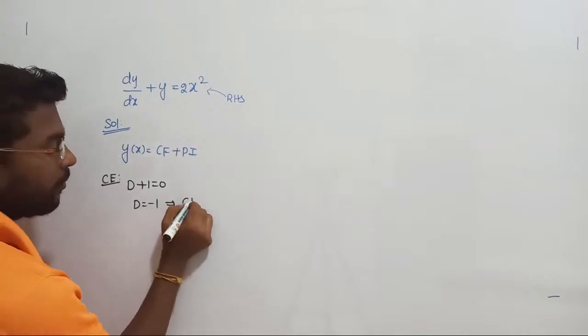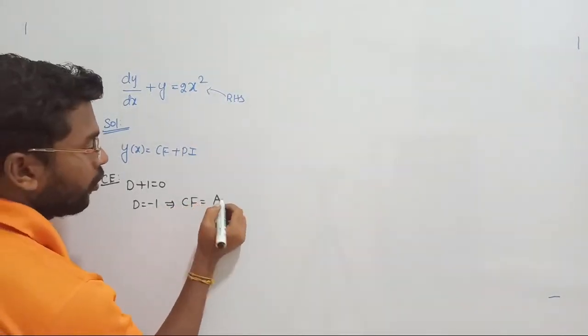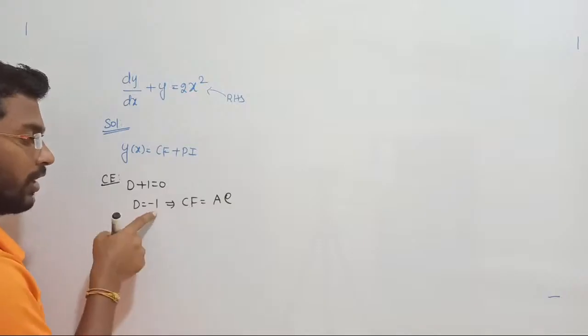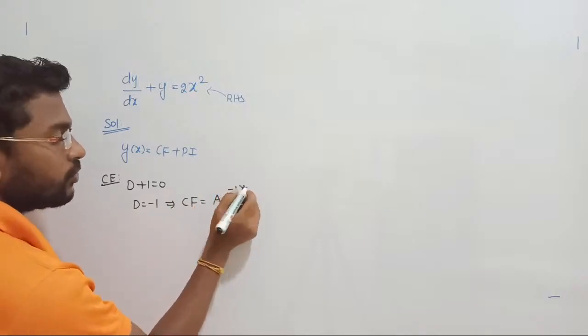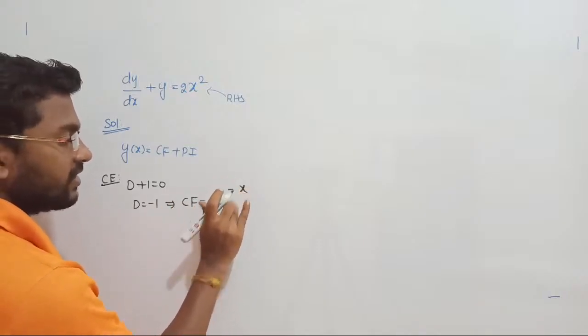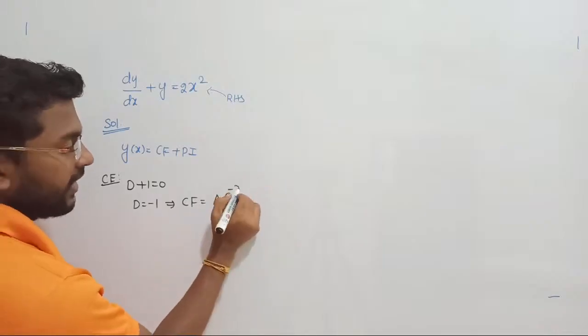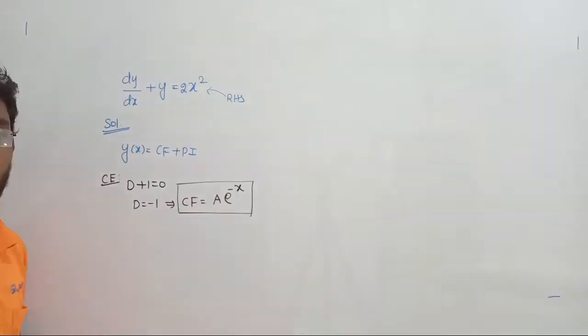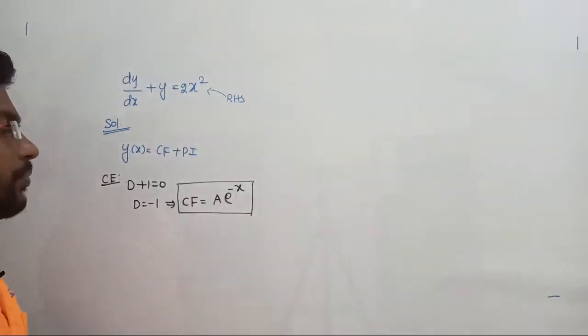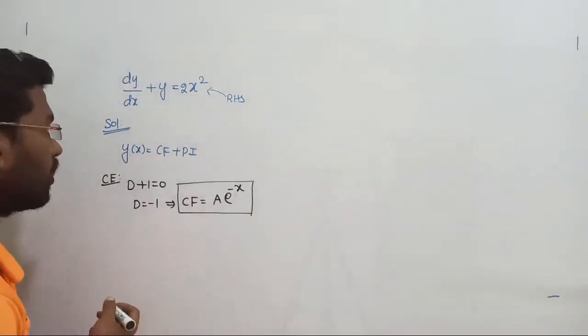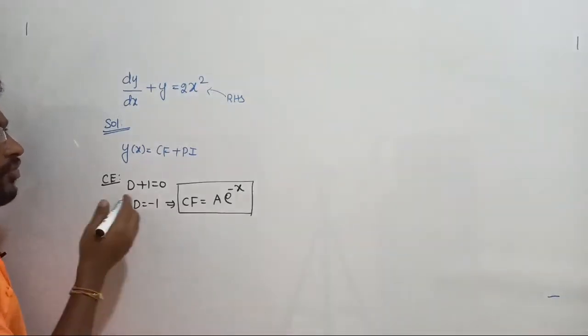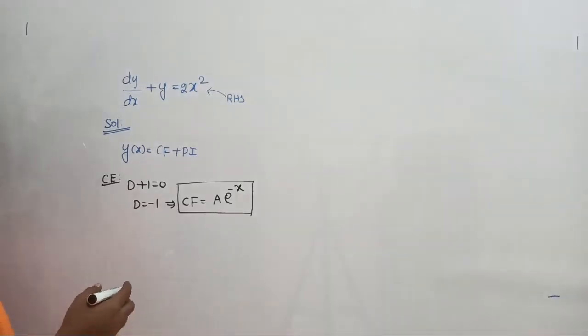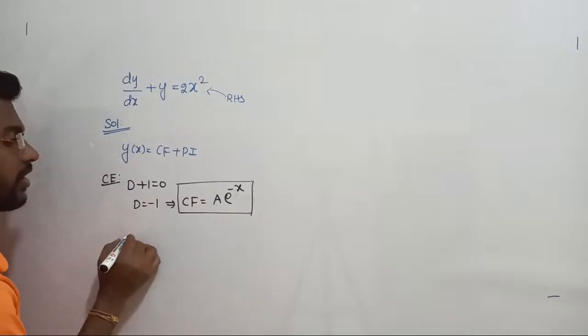Its corresponding complementary function, since it's only one root, is a into e power lambda 1 x. Lambda 1 is minus 1, so e power minus x is the correct solution. So we got the complementary function exactly. What is our next target? We have to achieve the particular integration, right? So let's put our effort in order to obtain the particular integration.